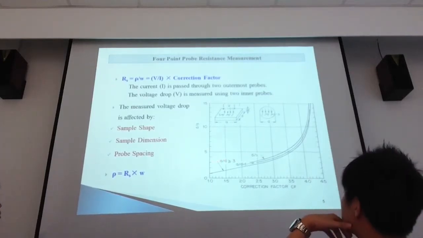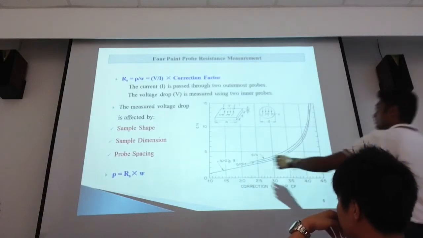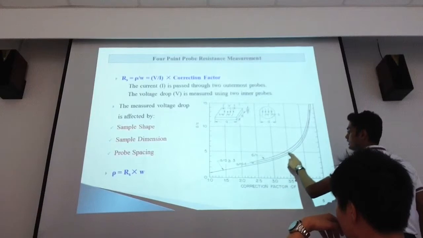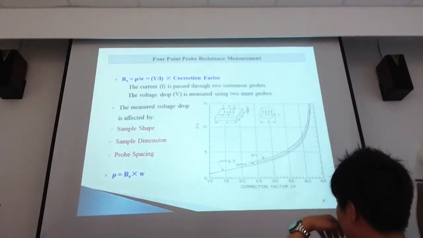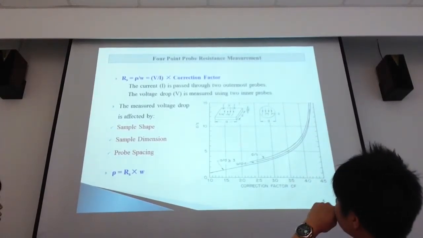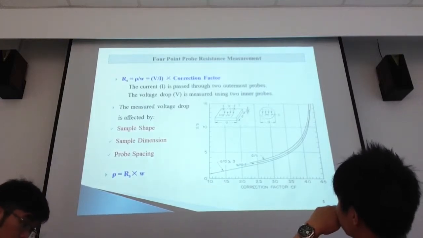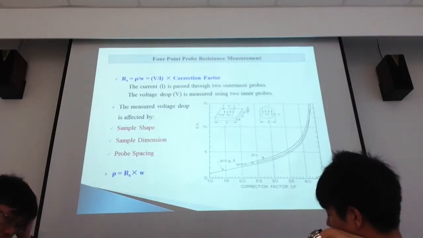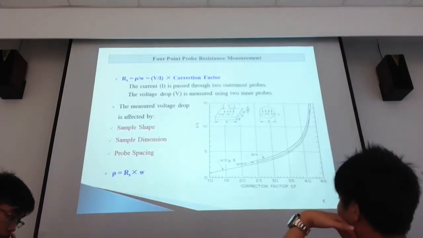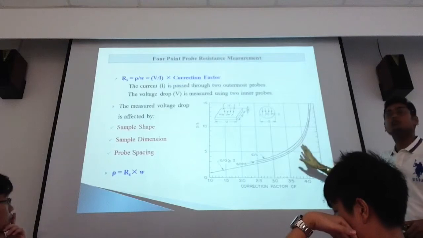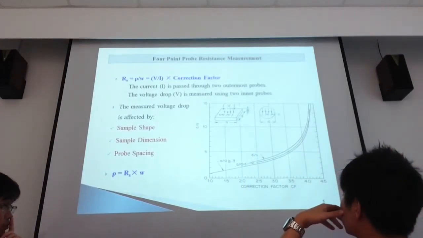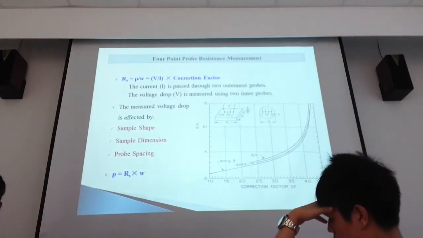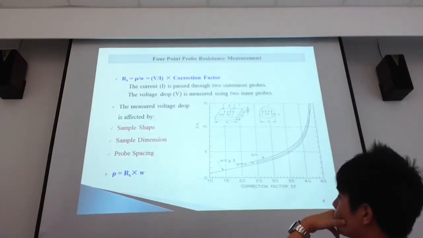You follow this D by S value. You come to this point because A by D is equal to 1 for your square wafer. You get the value of 3.5. Yes, there's 3.5. So what you do is you do V by I multiplied by this correction factor. That's how you find out the sheet resistance. So you'll be finding out the sheet resistance for the given wafer at 25 degrees centigrade, that is the room temperature.